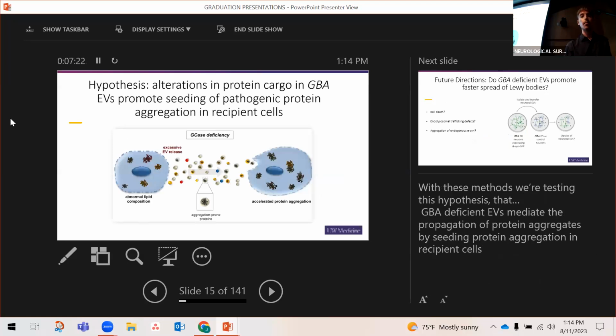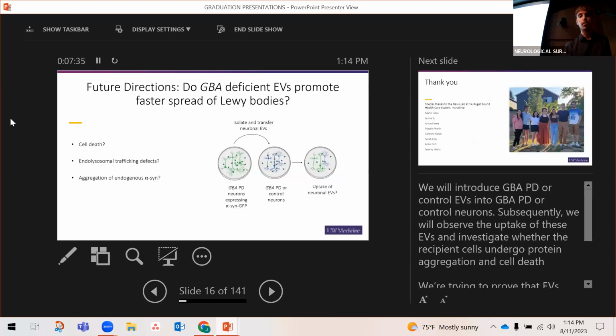In the future, we're looking at a hypothesis that alterations in extracellular vesicle composition due to GBA might be leading to the seeding of pathogenic protein aggregates in recipient cells. In order to test this, we're going to have cultures of GBA Parkinson's neurons as well as control neurons, and we're going to be adding vesicles from mutated cell lines, and we're going to observe the uptake of these cells. Will this lead to cell death? Will it lead to endolysosomal trafficking defects, or will it also lead to the aggregation of endogenous alpha-synuclein?